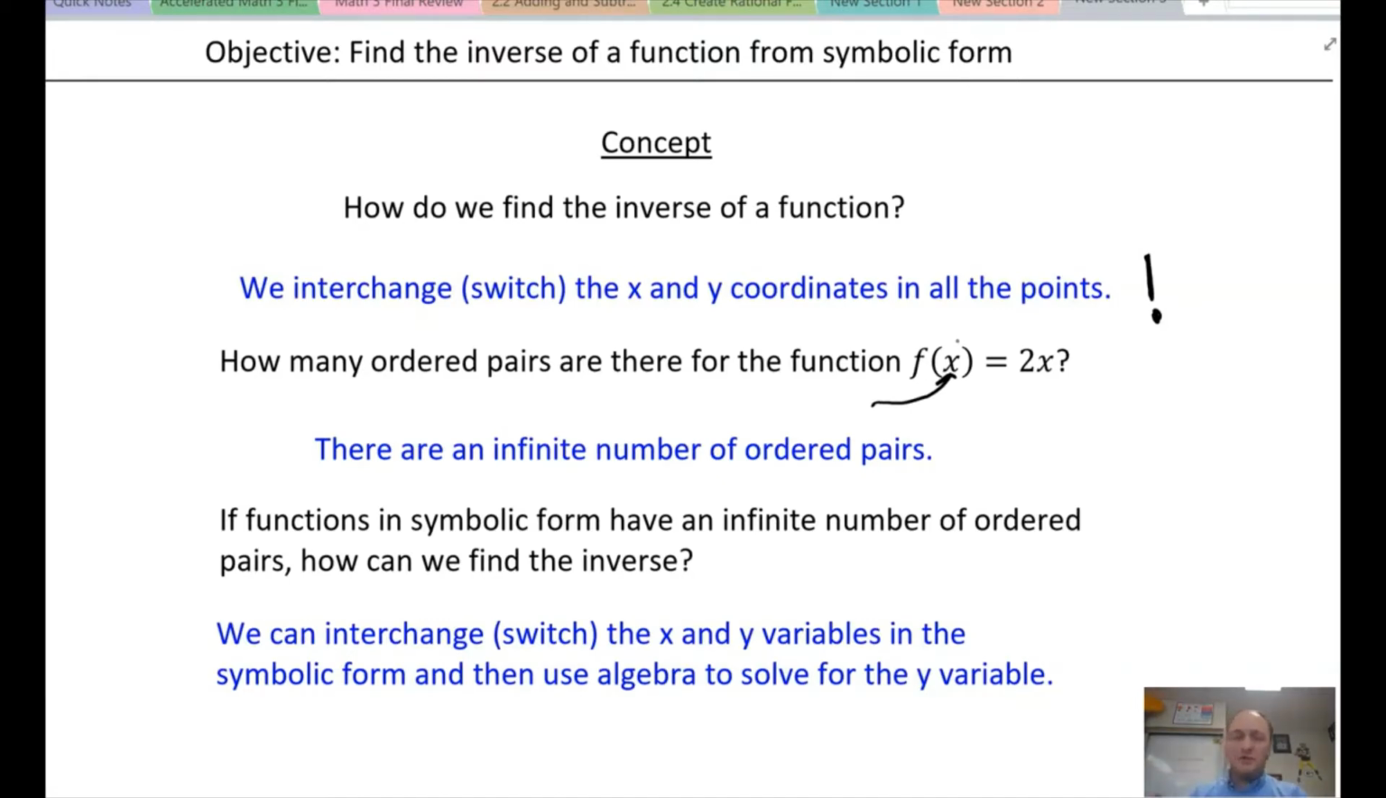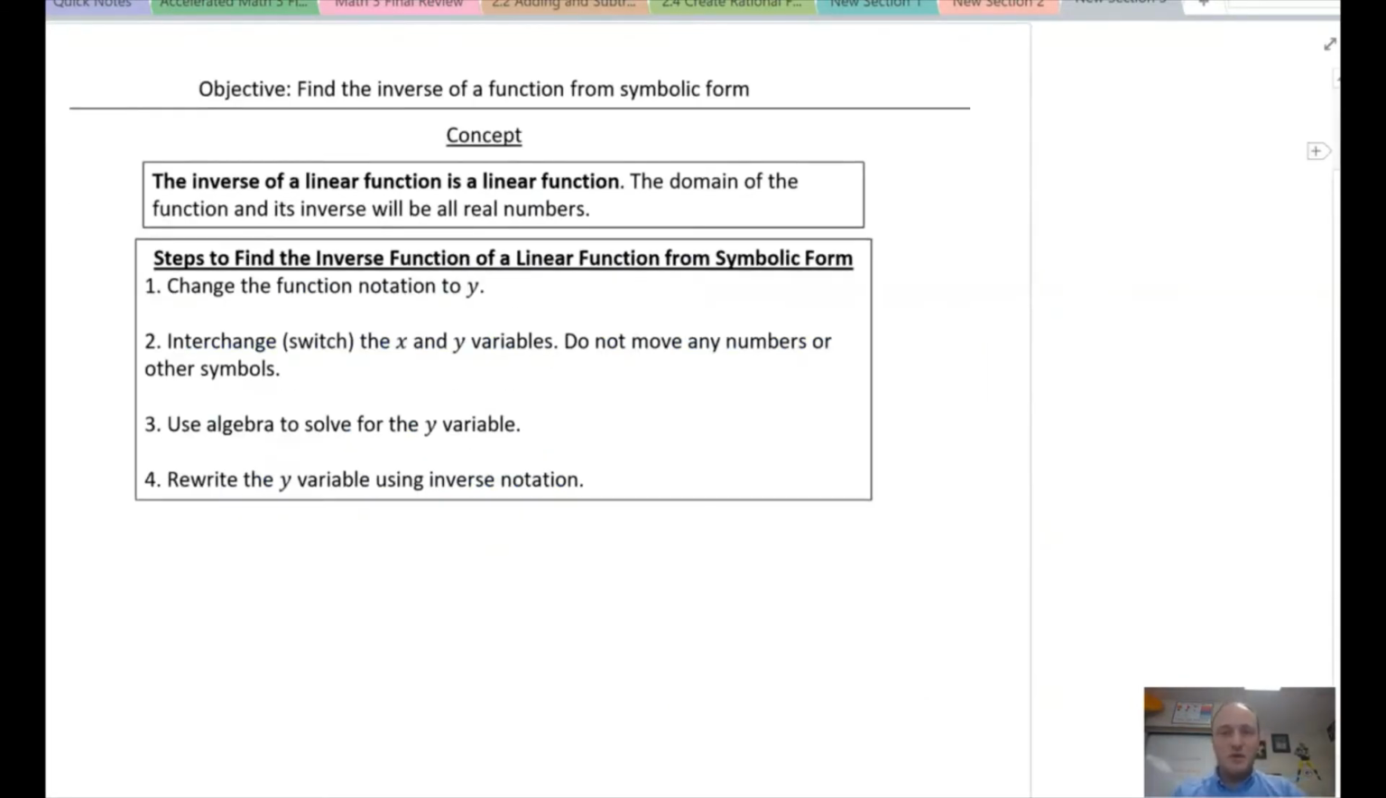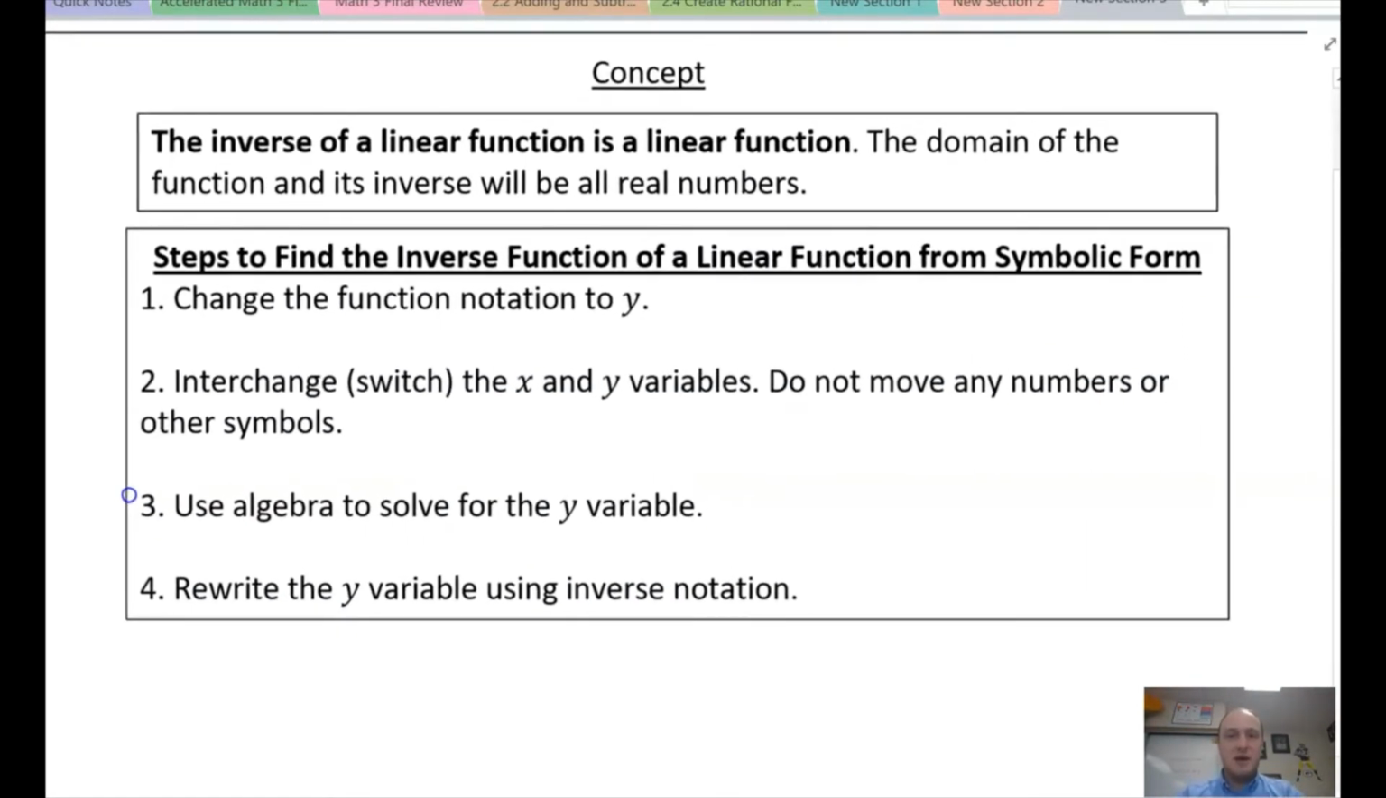So if I want to do this for symbolic form, and if you're wondering what the heck is symbolic form, symbolic form is just an equation written algebraically. You have different forms of a function. You can see it visually, you can see it numerically with x and y coordinates. This is symbolically. So what are we going to do in this lesson? Here is the step process.